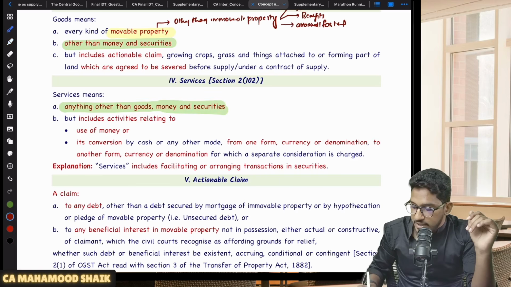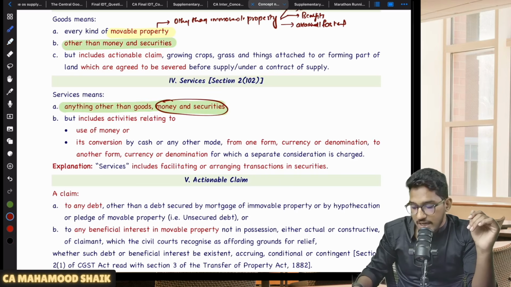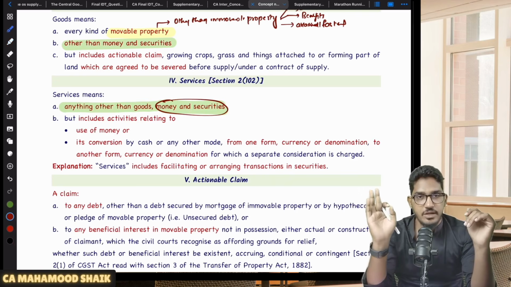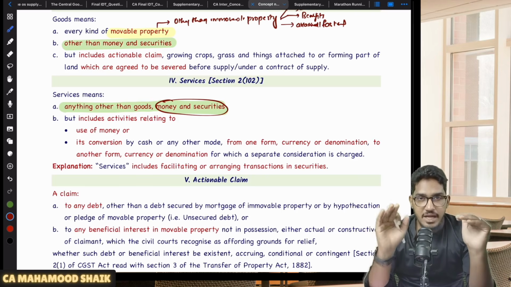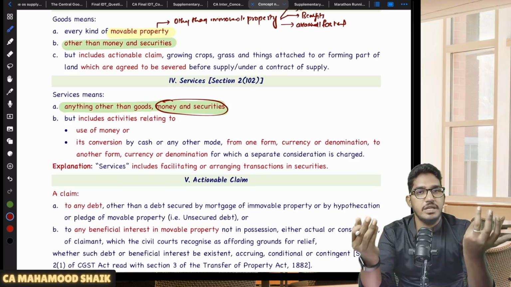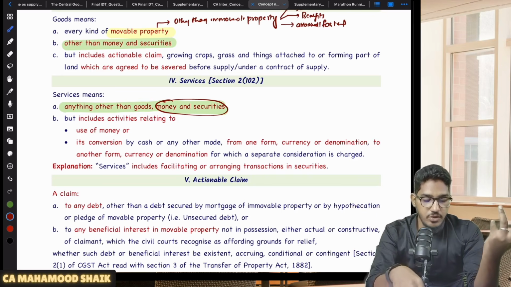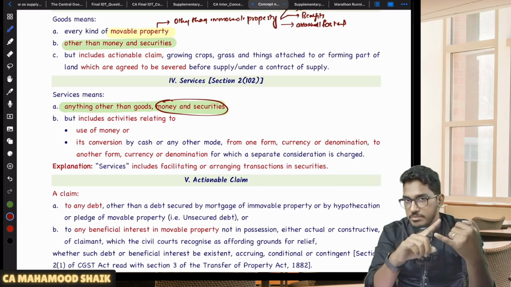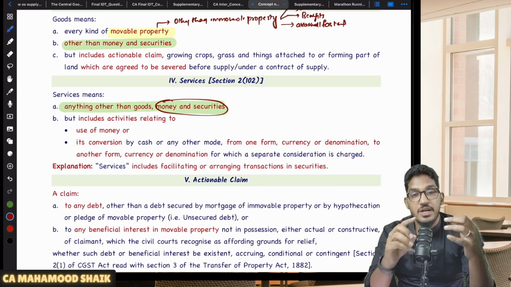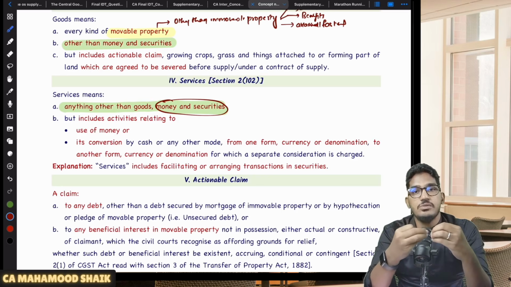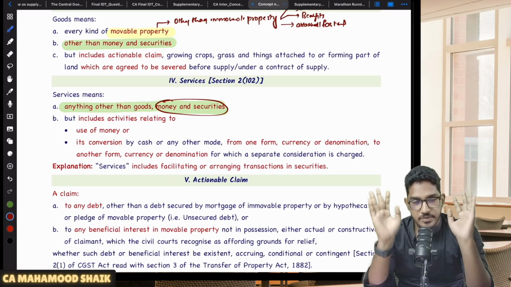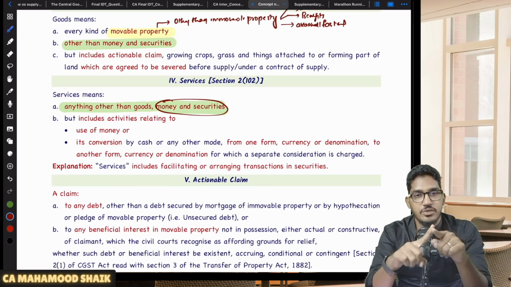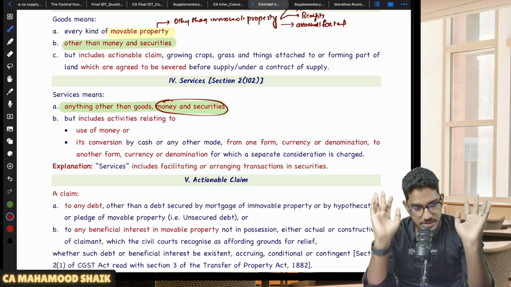So now the point here is money and securities are neither goods nor services. So if they are neither goods nor services, they will be kept outside of the GST purview. Because for imposing the GST, first there must be goods or services. If I am eliminating something from the goods or services definition, that means the government doesn't want to impose GST on it. So money and securities are outside of the GST purview.